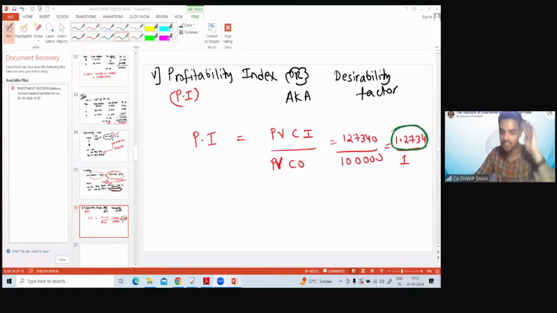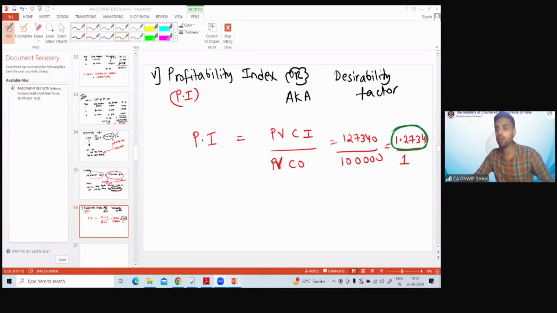Yeah, that is the decision making criteria. You are correct. Decision making criteria is if it is greater than 1, accept; if it is less than 1, reject. That is the decision making criteria. Can anyone tell me what that answer means? It means on 1 rupee of investment, I am able to generate 1.2734 rupees of present value of inflows.